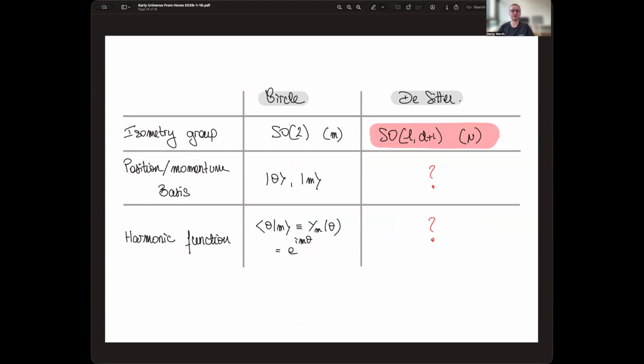So to recap, the de Sitter isometry group is SO(1, d+1), and scalar unitary irreducible representations are labeled by mu. We now want to identify the analog of position space and construct the corresponding momentum space.